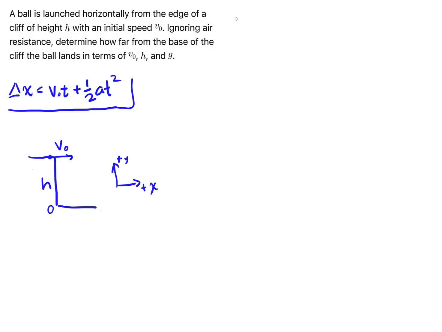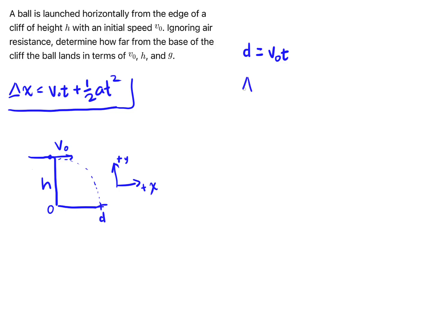So in the x direction, the displacement in the x direction is just v0 times t. And here, instead of the displacement, I'm going to use the letter d to make this less confusing. So the ball launches and it lands some distance d away. And this d is our displacement. And delta x is really d minus 0 in this case, which is just d.